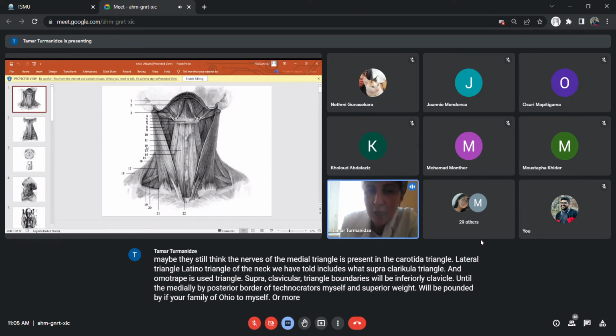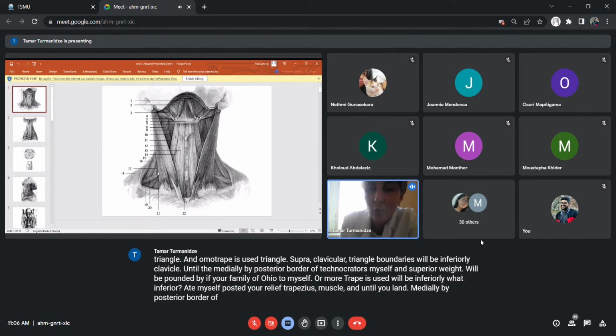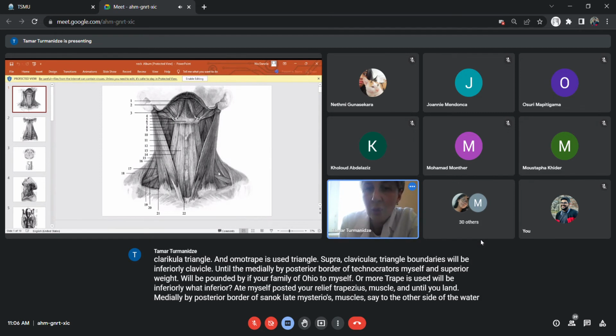Omotrapezius triangle boundaries will be inferiorly what? The inferior belly of the omohyoid muscle, posteriorly the trapezius muscle, and anteriorly and medially the posterior border of the sternocleidomastoid muscle. The same applies to the other side of the omotrapezius triangle.